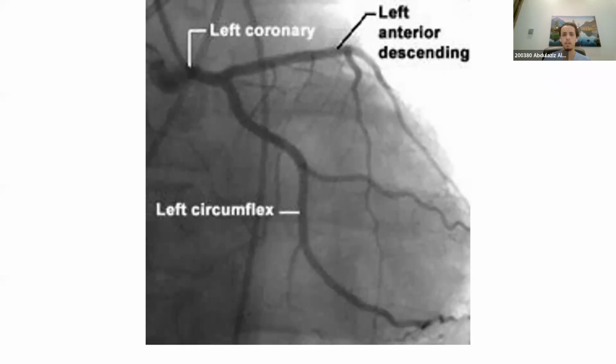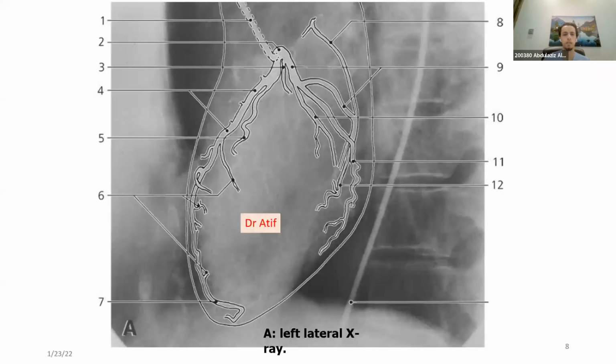And you said, how do we know if it's lateral or anterior from the angiogram? Honestly, you cannot. The radiologist would usually tell you that this is a lateral angiogram or an anterior angiogram, or whatever direction he took the angiogram in. And from there, of course, you can identify the arteries accordingly. Hope this answers your question.